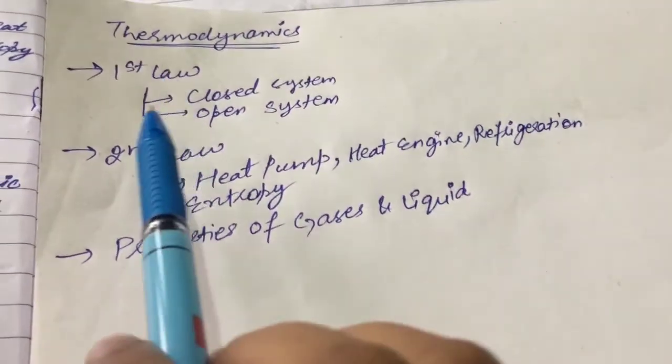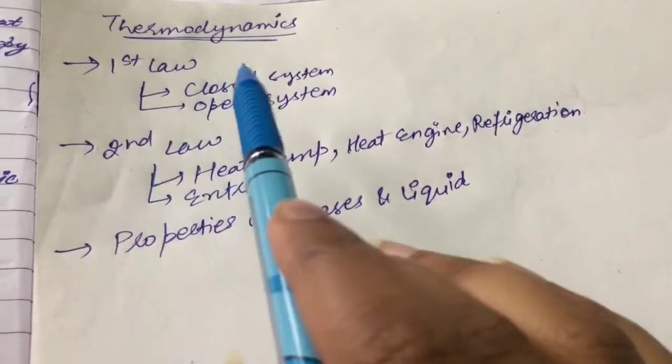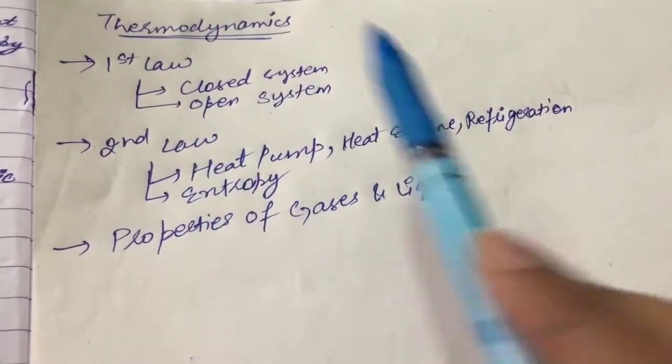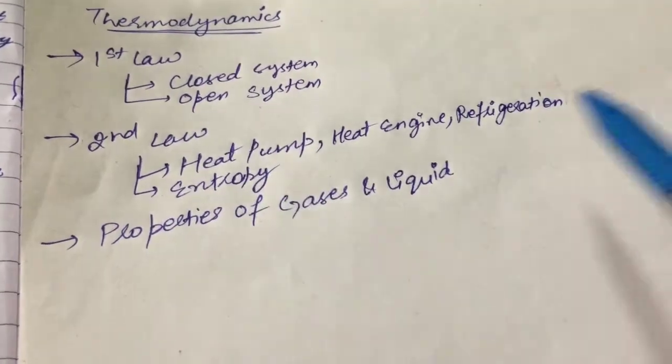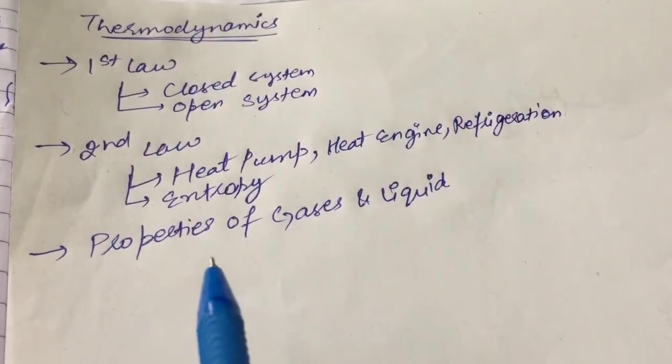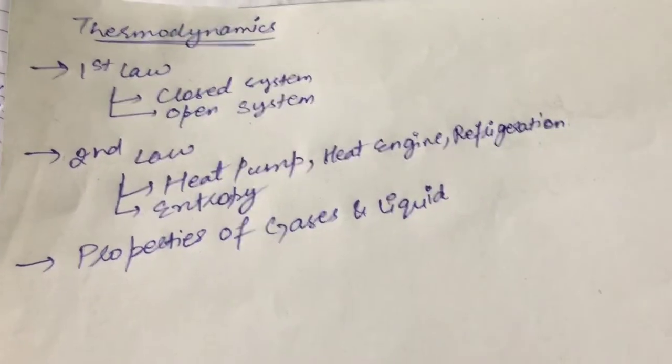In thermodynamics, the syllabus is divided as follows. In the first law we have closed systems and open systems. In the second law we are going to study heat pump, heat engine, refrigeration and entropy, and then we are going to study properties of gases and liquids.